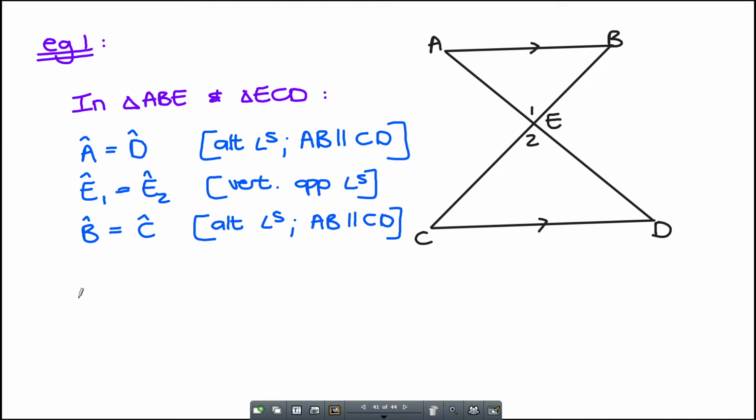Alright, so then we've got to end with, therefore, triangle ABE is similar to triangle, and what was the same as A? D. Okay, what was the same as B? C. And E. And my reason will be angle, angle, angle. 5 marks, people. Easy peasy, no? Right. Any questions?